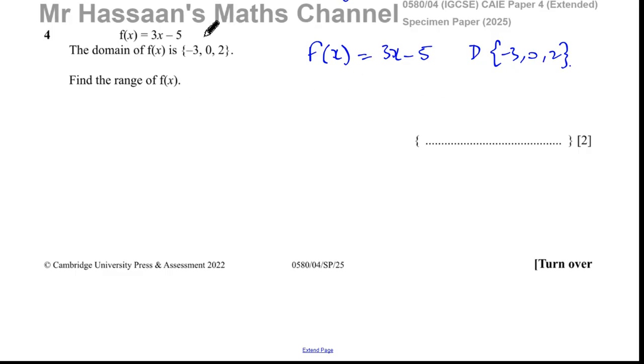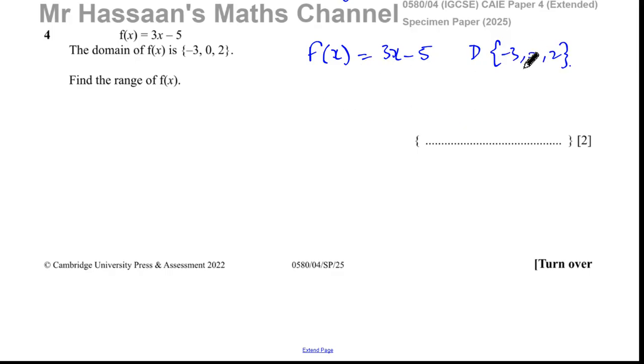Sometimes it will say that the domain is all real numbers, all values of x, in which case you can put any number you want into there. So in this case, the only values that you are allowed to put into this function are these 3 values. So these represent the x values that go into the function.